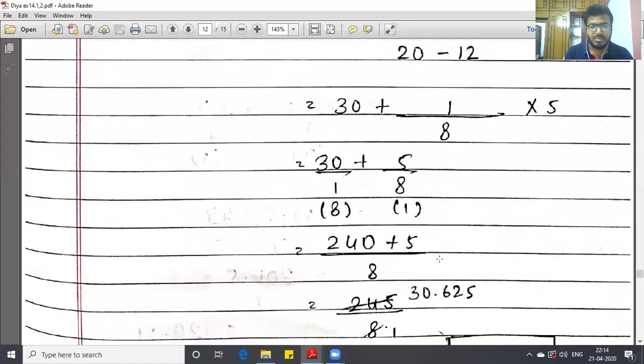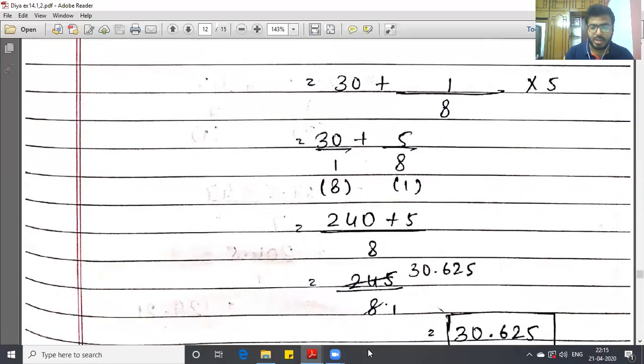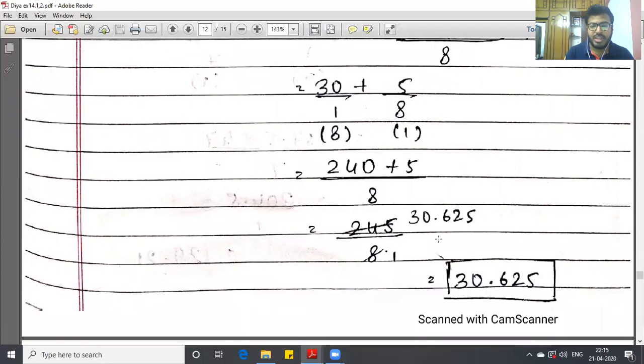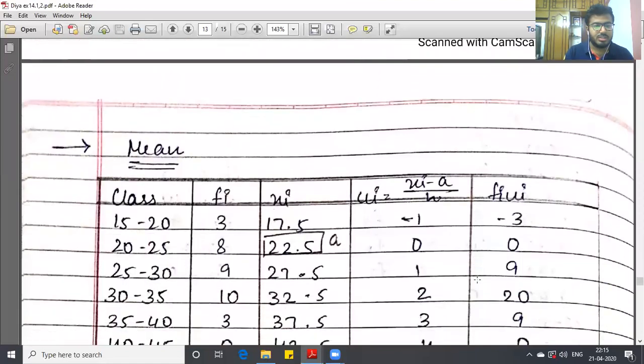Taking the LCM. As it is 8 we are taking LCM, then 1 into 8, so 30 into 8, that is 240. 8 into what is 8? 8 into 1, so 5 into 1, 5. So 240 plus 5, 245 upon 8. So 245 upon 8, you get how much? 30.625. That is the answer. Okay. Now going to the mean.